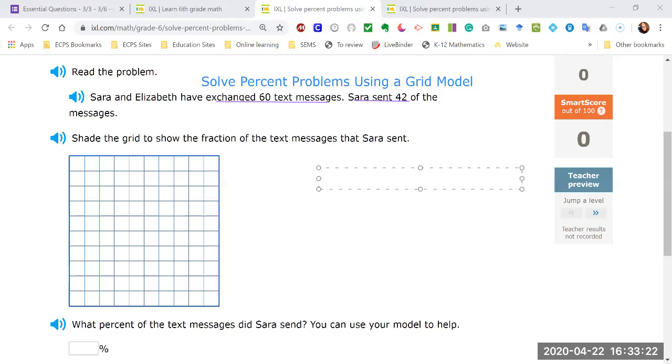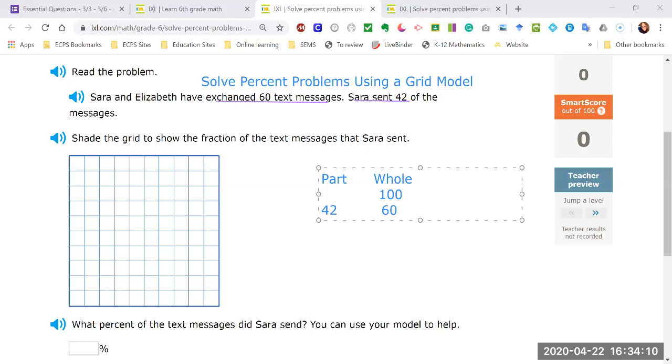So if we use the part-whole model, we know that in this case, we're looking for 100%, or what part of 100% it is. We know that Sarah sent 42 of 60, so that 42 would be our part, and the 60 would be our whole amount. Okay, and then from here, we just have to figure out that piece of it. So it says you can use the model to help, and I know that seems like something that would be difficult to do, but we're really just looking for that piece of 100.